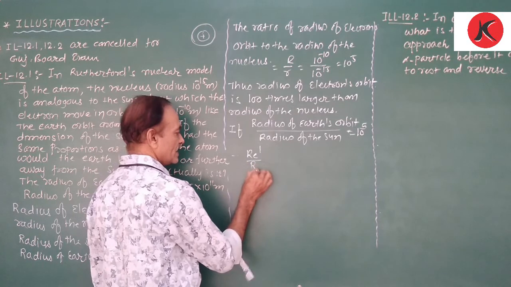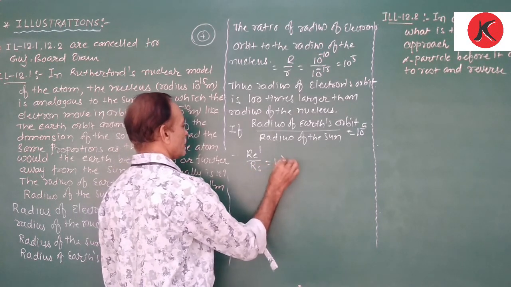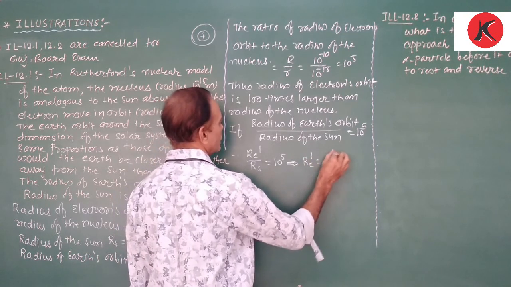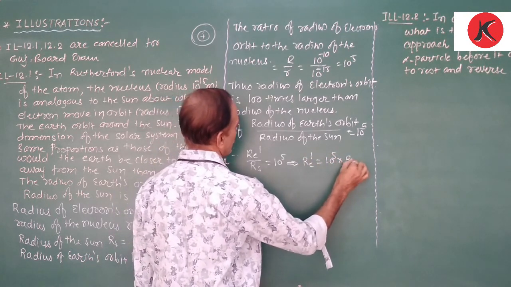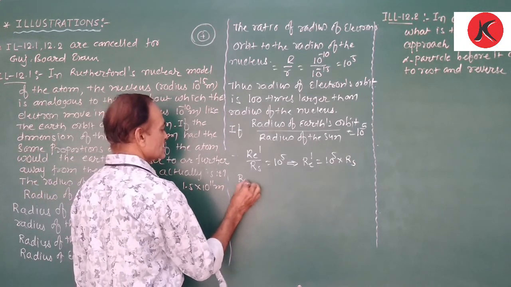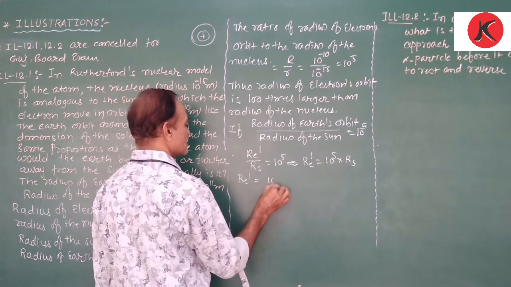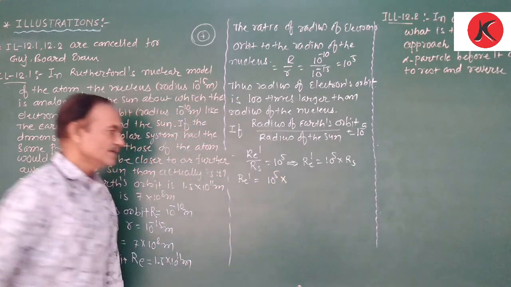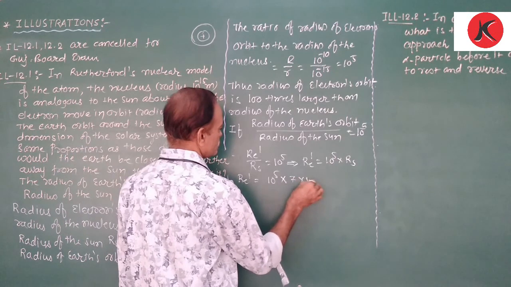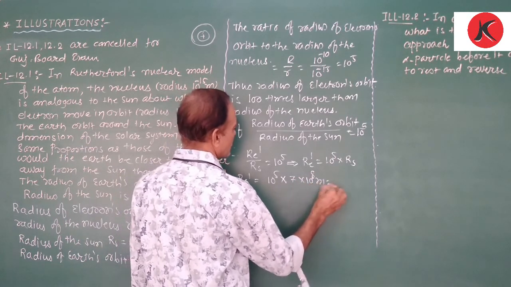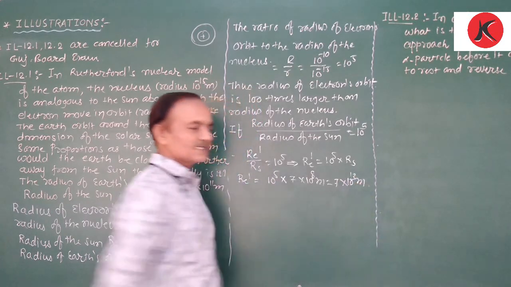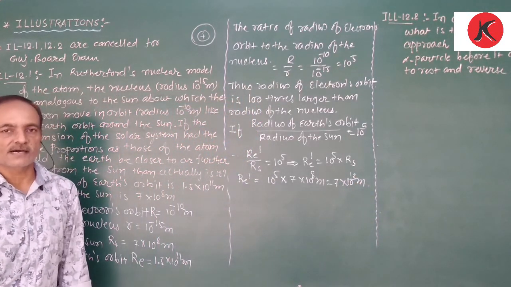R_S as radius of the Sun, ratio is 10^5. Therefore, r' is equal to 10^5 times R_S. Therefore, r' is equal to 10^5 times the radius of the Sun, 7 × 10^8 meter. That means 7 × 10^13 meter. That is the orbital radius of the Earth around the Sun.